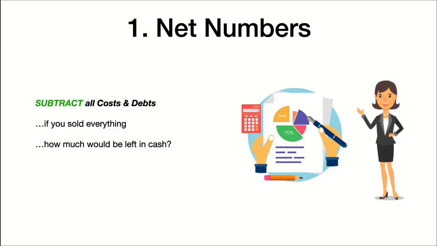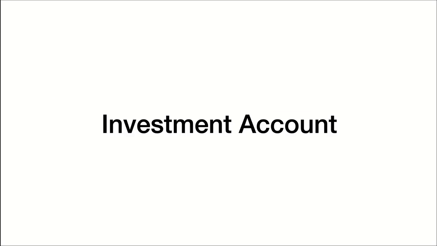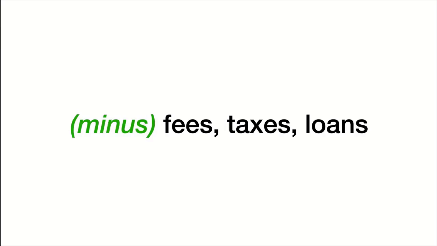So, for example, if you're reporting the value of a bank account, obviously it's the same as cash. But if you're reporting a value of an investment account, subtract all taxes, fees, and any loans that you might have if you sold everything. Now, again, this doesn't mean you actually have to sell anything. You just estimate what you would be left with if you did sell it, and that's the number.